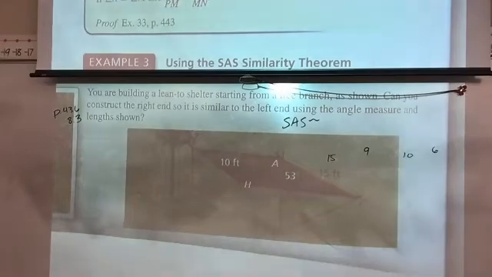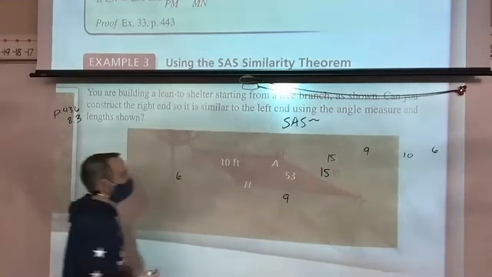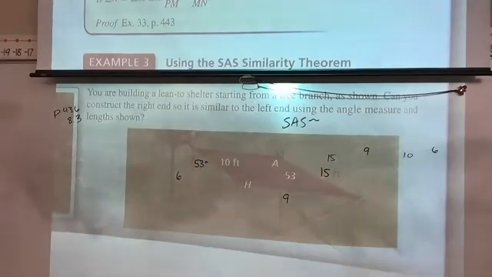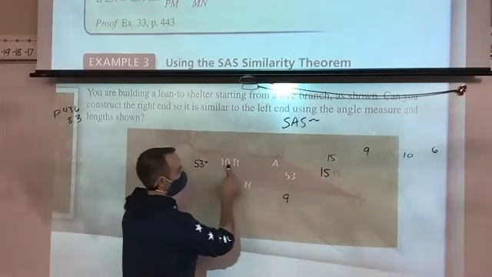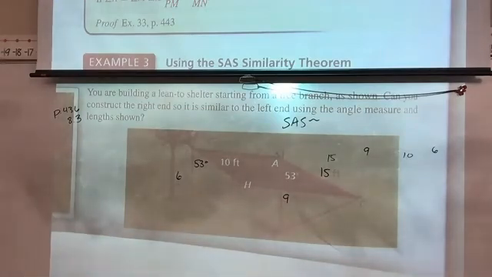It's kind of hard to see these numbers, but that's a 6, that's a 9, that's a 15, 53. Basically, they're asking, are those two triangles similar? Are they similar? Yes. You've got 53 degrees, that's the included angle, right? And then your sides are proportional. 15 over 10 is 3 over 2. 9 over 6 is 3 over 2 when you simplify. So that would work.